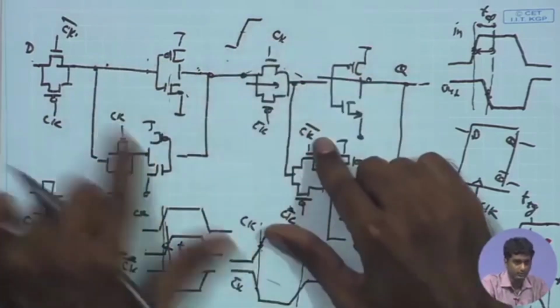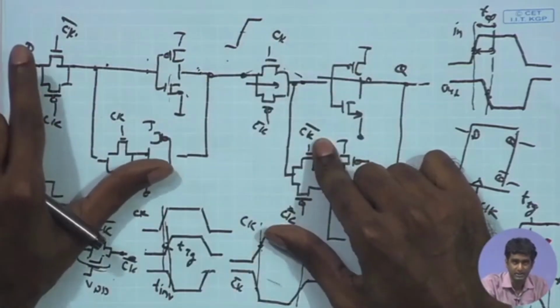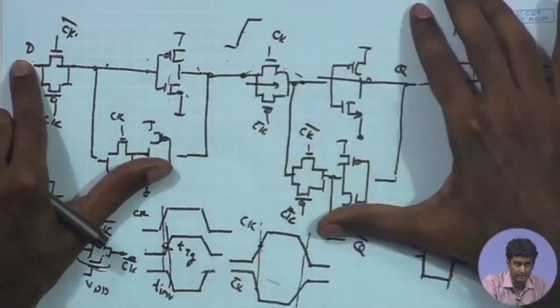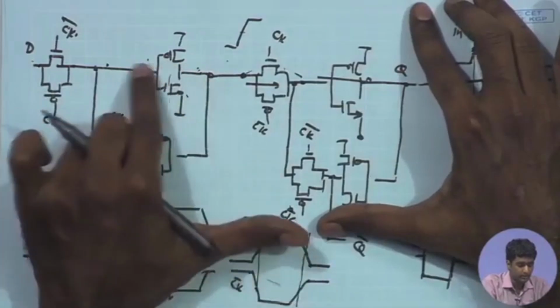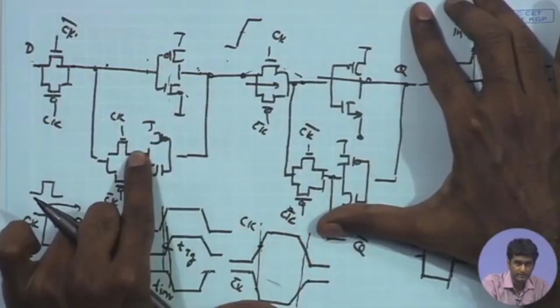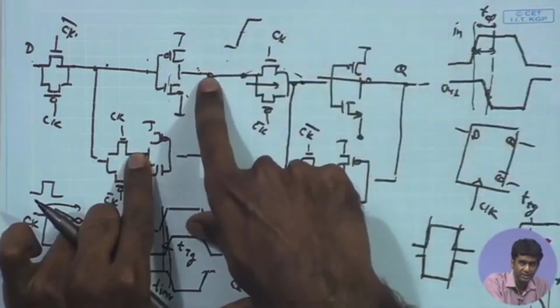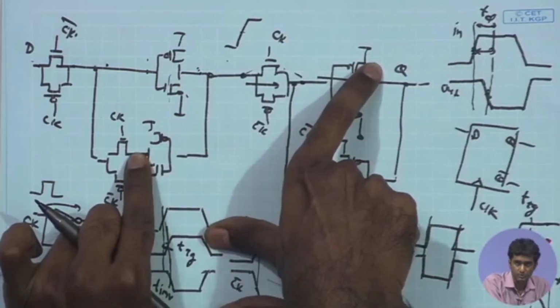So, before the positive edge of the clock, if there is any transition in the input, it should be able to propagate through this inverter and the second inverter and arrive at this point, so that after the positive edge of the clock, that changed level can be copied to the output.